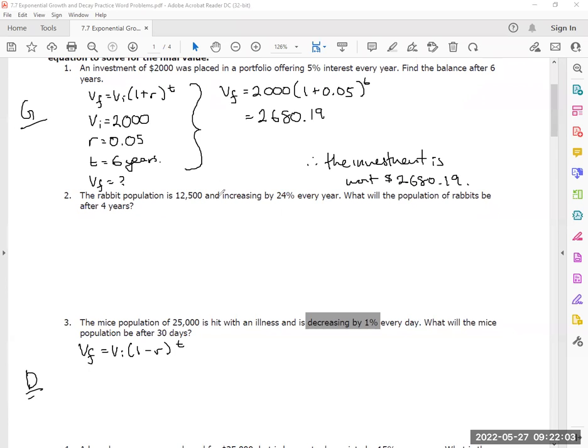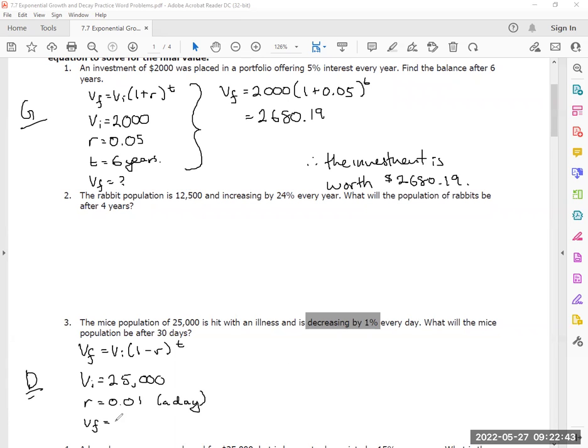Do you have a question? Worth. Silly. My bad. See if I can write that better. Worth. All right. So my population of 25,000 was hit with an illness. So that must be my starting value. It decreased by 1%. That must be my rate, every day. What will the mice population be after 30 days?